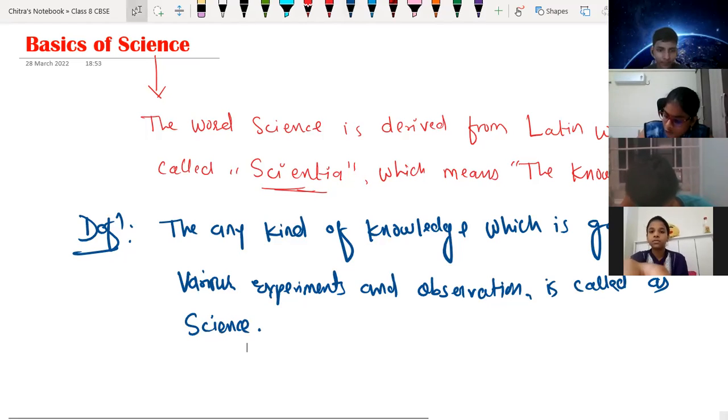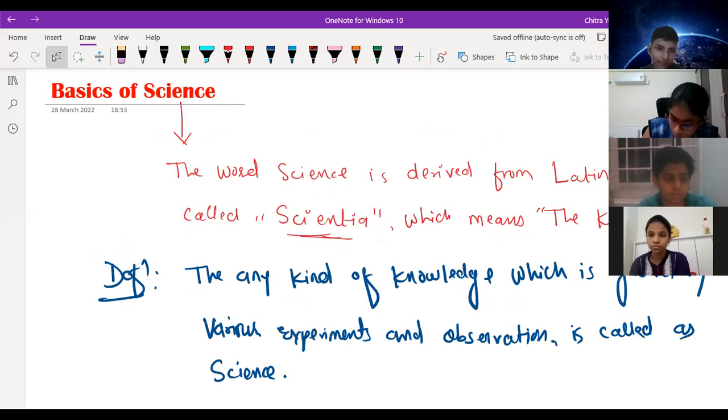Yes, sir. So I want everyone to repeat this definition for me. Any kind of knowledge which is gained by various experiment and observation is called science. Let's repeat together, all together. Being unmuted. Any kind of knowledge which is gained by various experiments and observations is called science.